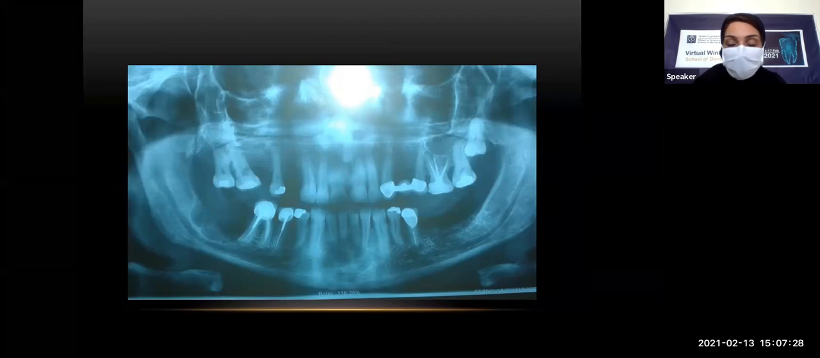In these cases, you will agree that reactive lesions do not have behavior like this, and maybe some more aggressive lesion should be in the differential diagnosis, like ameloblastoma, and an incisional biopsy should be done.